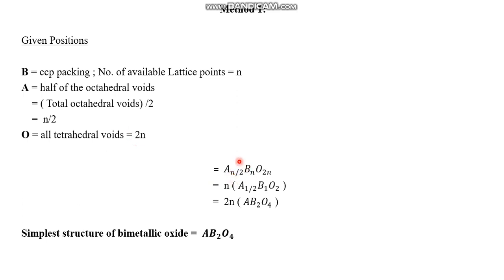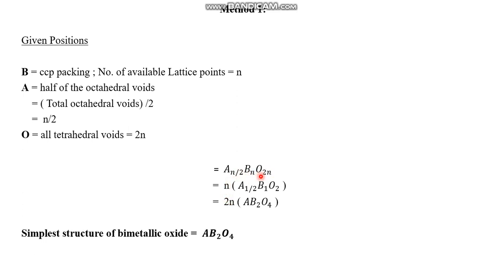So if we arrange the structure in this manner, like A, B and O, because these are metals and there's a rule in chemistry that the positive charge species always comes prior to the negative charge species. So A and B are working as metals and oxygen here is the anion.